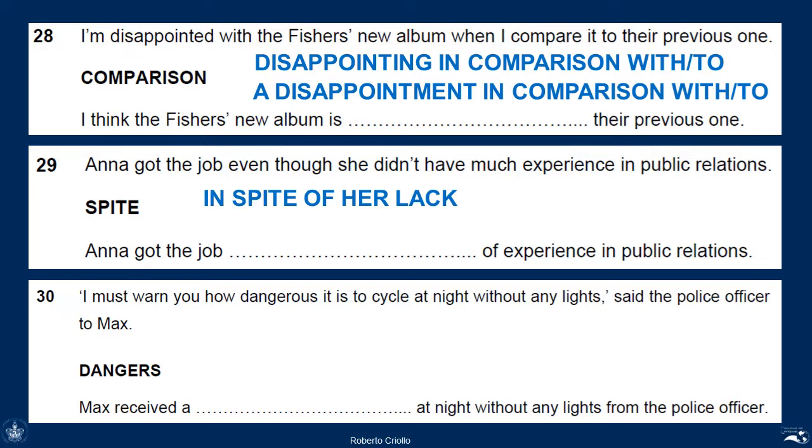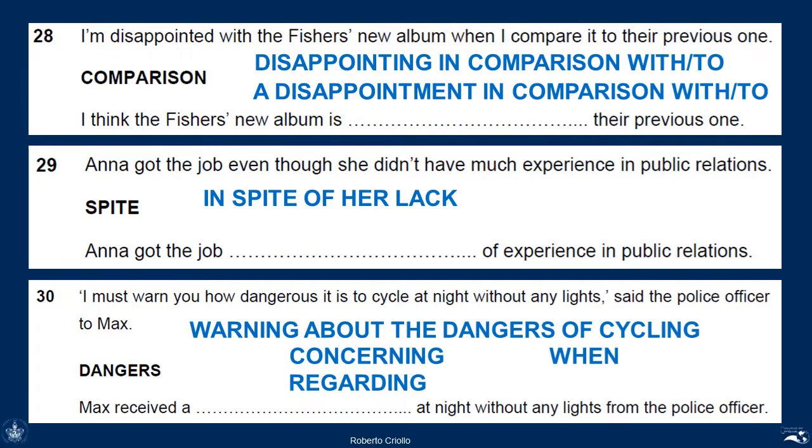And there are different options here, because instead of "about", we can say "concerning the dangers" or "regarding the dangers", and instead of "the dangers of cycling", we can also say "the dangers when cycling at night", okay, without any lights. So these are the ways in which we're going to transform the sentence. Max received a warning about the dangers of cycling at night without any lights from the police officer.